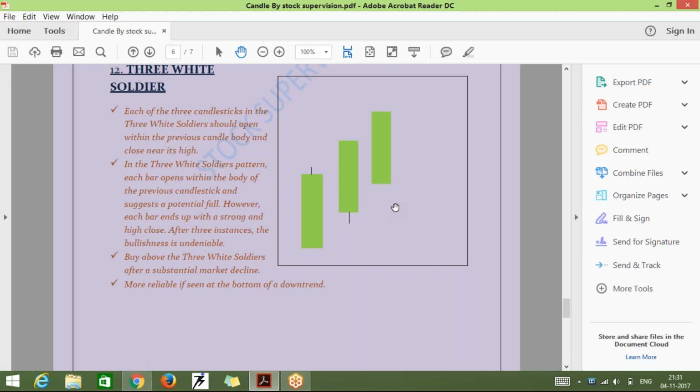Okay, Suresh sir, you can ask your query. Hello everyone. My query is, in case of three white soldiers, after the three candles, if we observe a shooting star, does that mean it would be a reversal of the bullish trend? No, considering both of these, three white soldiers and a shooting star, three white soldiers are definitely more powerful.